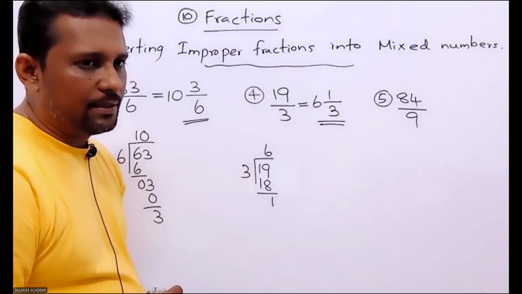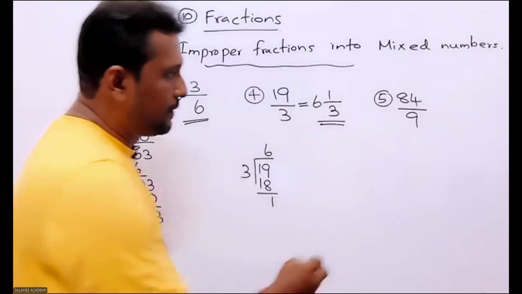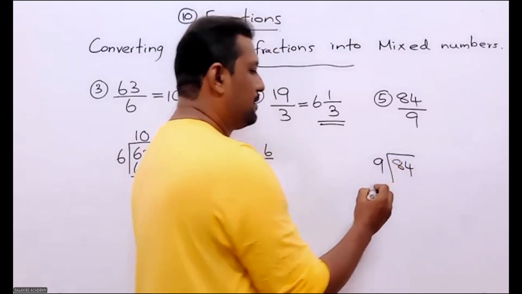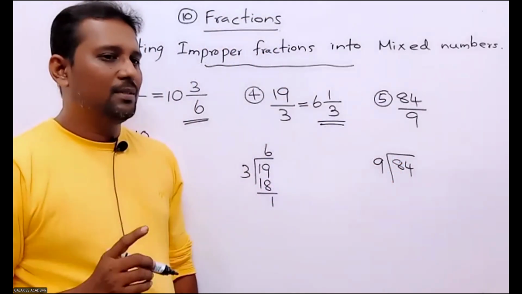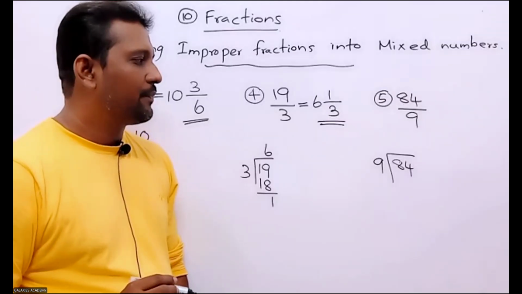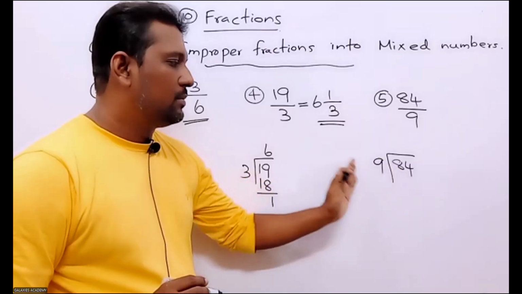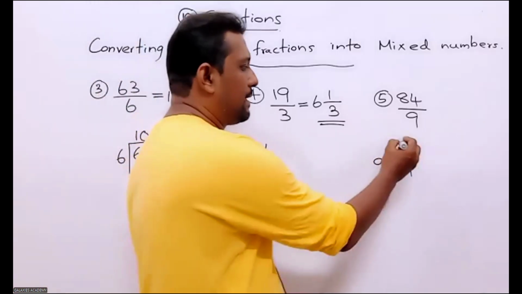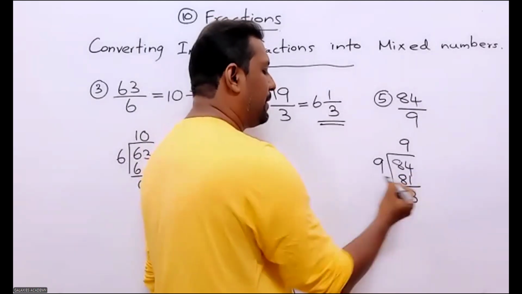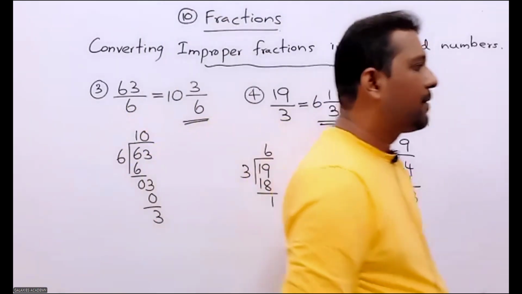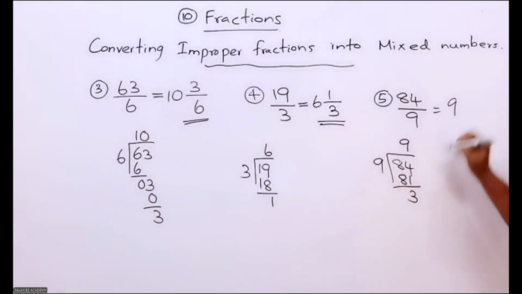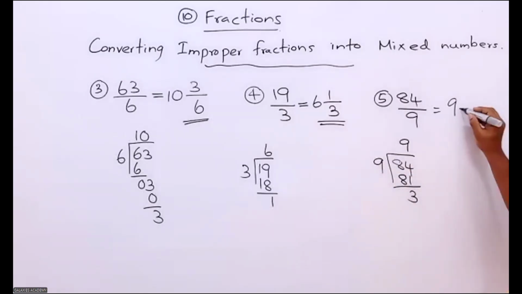84 divided by 9, 84 over 9. We have to divide 84 by 9. Now you have to know the multiplication table as well. Right, now you are in grade 7, no? 9 times 9 is 81, remaining 3. So you can write the mixed number 9 and 3 over 9.